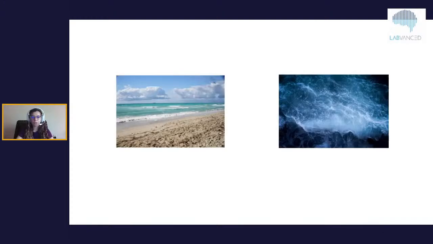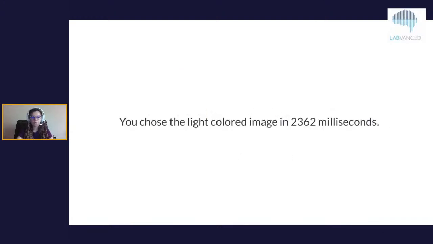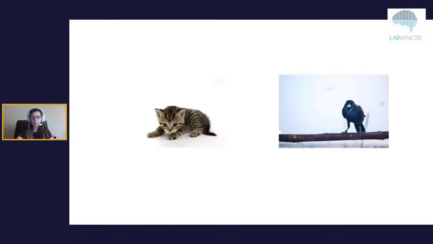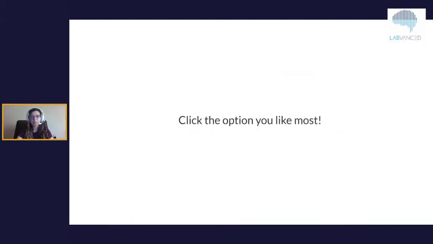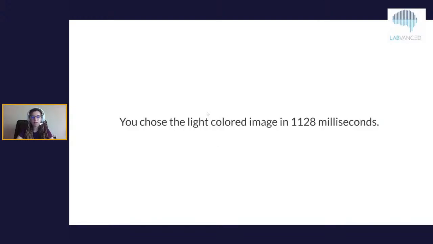So we've got our instructions. We've got our 2 pictures. There we go. You chose the light colored image in 2000 milliseconds. Dark colored image in 1000 milliseconds. Perfect. All right, so does everyone see how I did that?